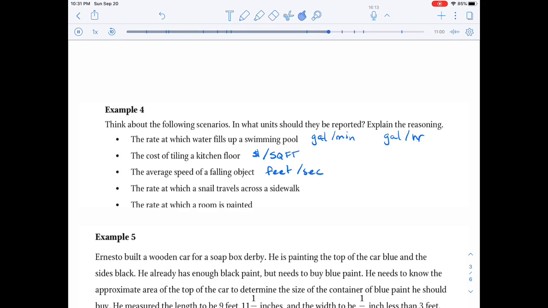Fourth bullet, the rate at which a snail travels across a sidewalk. Well, snails travel rather slowly, and I would think that it would travel maybe something less than a foot per minute. So let's go feet per minute. Okay, the rate at which a room is painted. I think it would probably take maybe an hour or so to paint a room. So I would think square feet per hour.